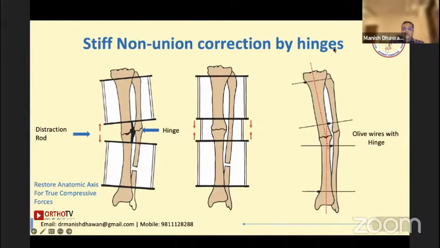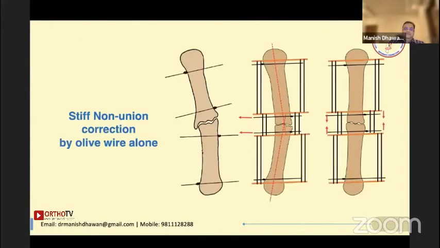Stiff non-union, you can distract this. This is the stiff hypertrophic type. You can put a hinge, and if you distract it, it will go into union. These are with plain wires; you can also use olive wires like a 3-point fixation, 2 olive wires at the end and 2 from this side to pull the fragment, and you can apply a hinge and distract it.